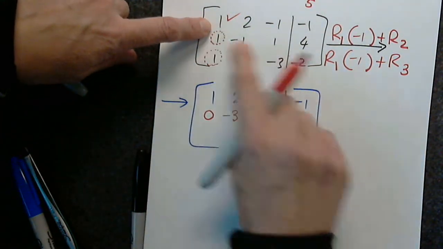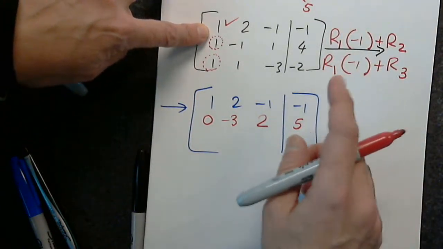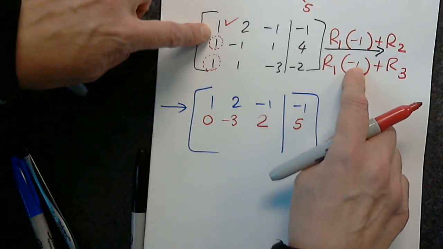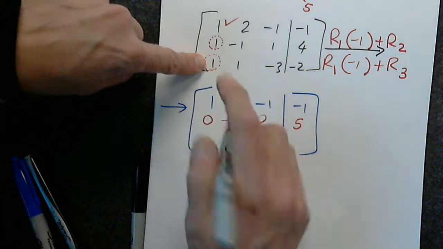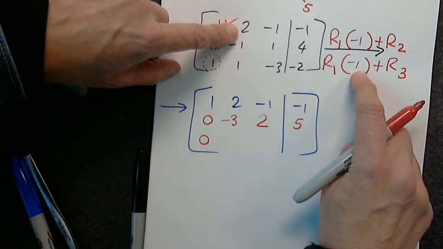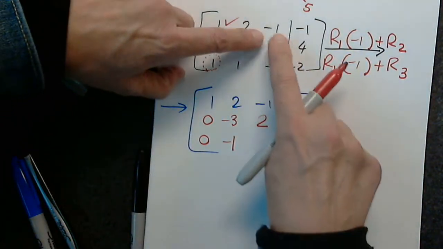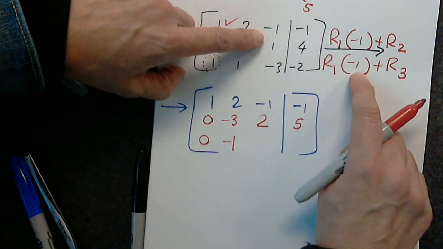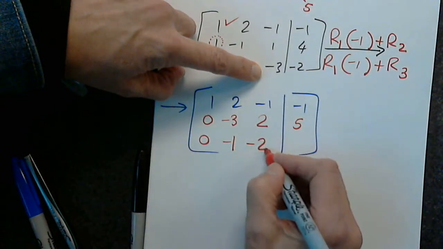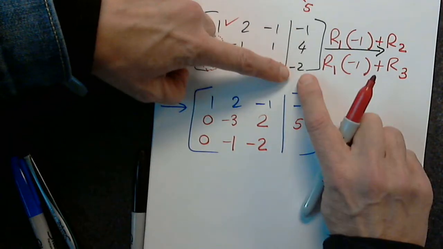1. I always have to write on the side what I'm doing. So this is part of the problem, okay? The solution. So 1 times negative 1, plus 1. 2 times negative 1, plus 1. Negative 1 times negative 1, minus 3. Negative 1 times negative 1, minus 2.